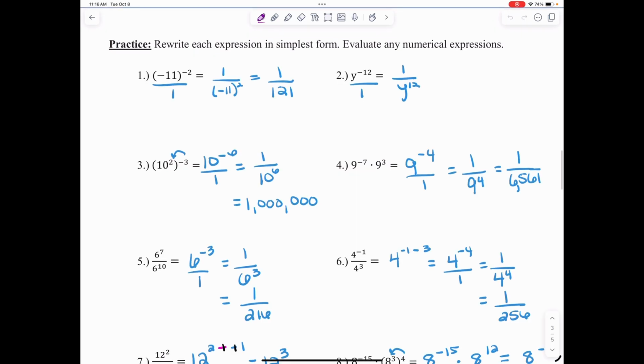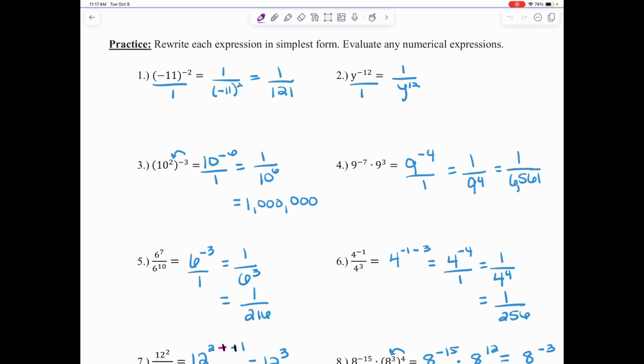In number 1, -11 written over 1 means I'm going to take it and flip it and change my exponent from a -2 to a +2. Make sure when you type this in the calculator, you include the parentheses around the -11 since it's a negative base, and you get 1 over 121.